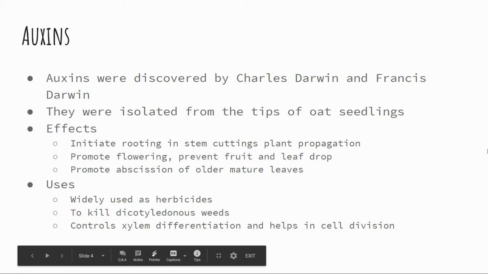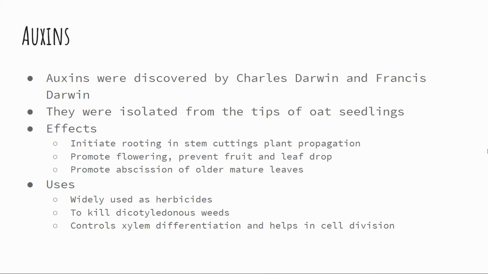So auxins, discovered by Charles Darwin and Francis Darwin, were isolated from tips of the oat seedlings. Their effects on plants are that they initiate rooting in stem cuttings for plant propagation. They promote flowering and they prevent fruit and leaf drop, or aging. I misspelled that completely. They promote abscission of older mature leaves.